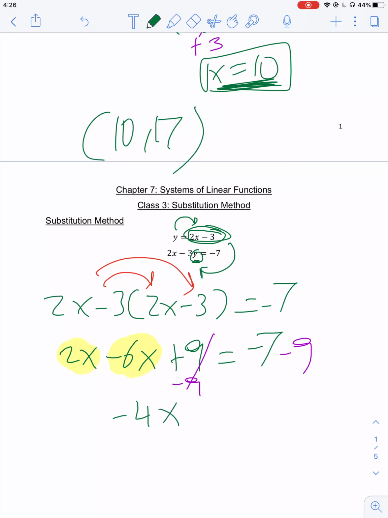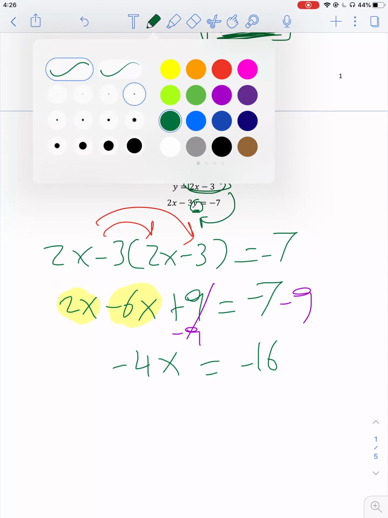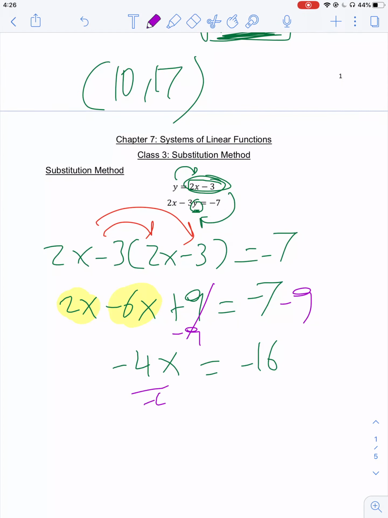Okay, and when you're combining like terms, all you have to do is combine your coefficients together and leave the variable the way it is, right? So this is just minus 4x, and then this becomes 9, so 16, minus 16, okay? And then finally, just divide by minus 4, divide by minus 4. So this will cancel out, and then you'll get x is equals to 4. Okay, so x is equals to 4.